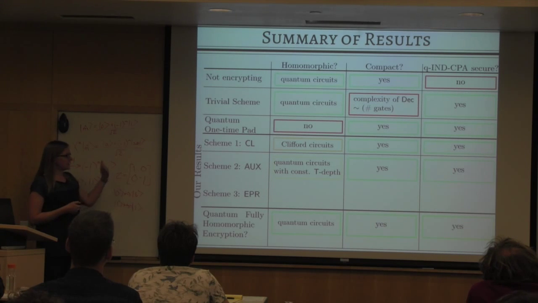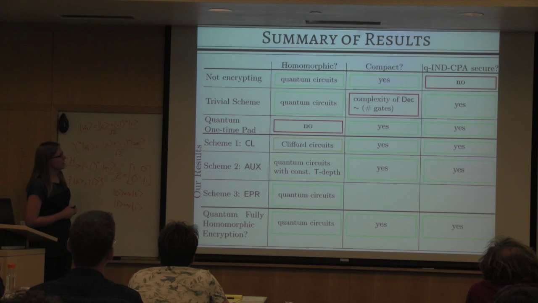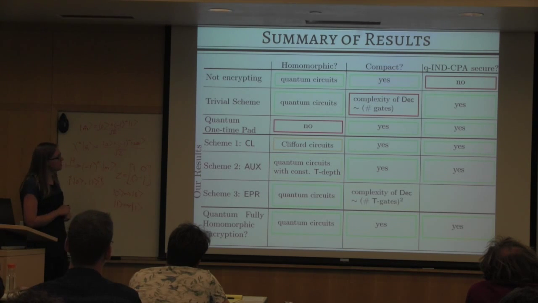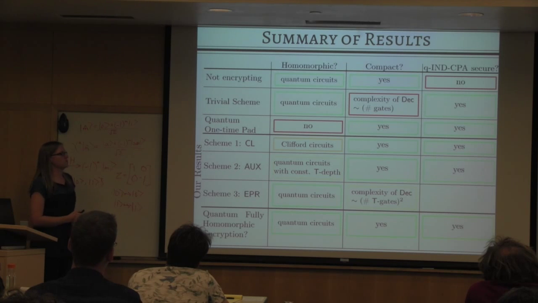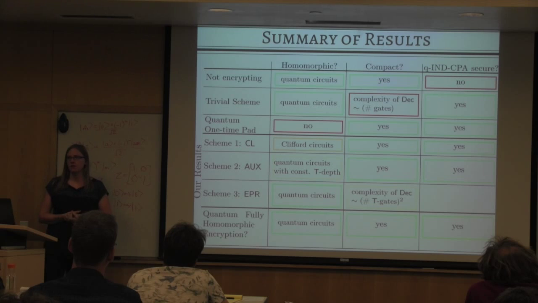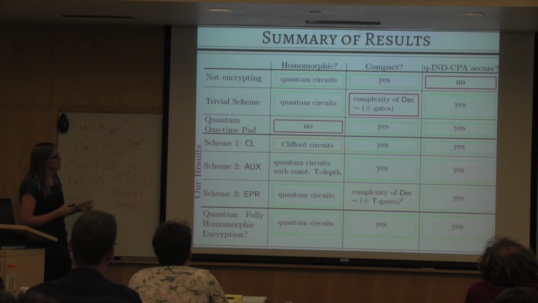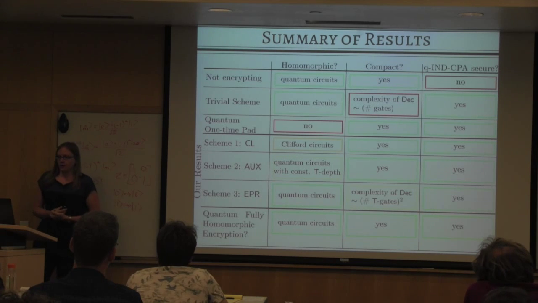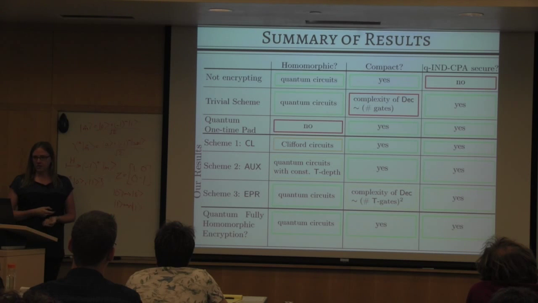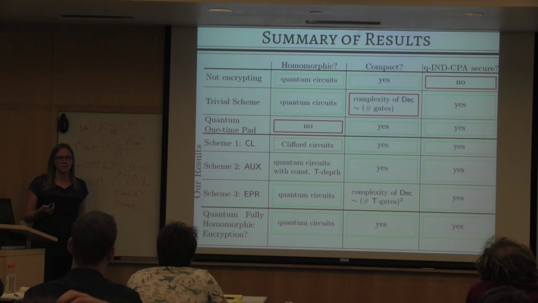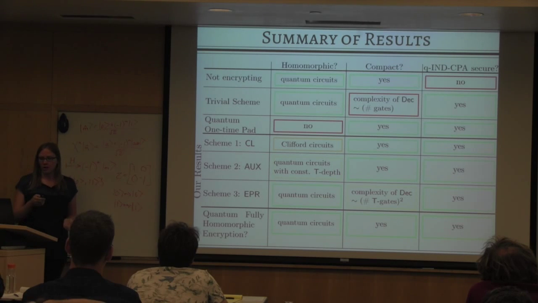And then we can also extend the first scheme in a different way. We get a scheme which is homomorphic for all quantum circuits, but it is not compact. The complexity of decryption scales with the square of the number of T gates. So in the rest of my talk, I guess I'll quickly run through the Clifford scheme. That might be all that I have time for, but it's fairly simple.